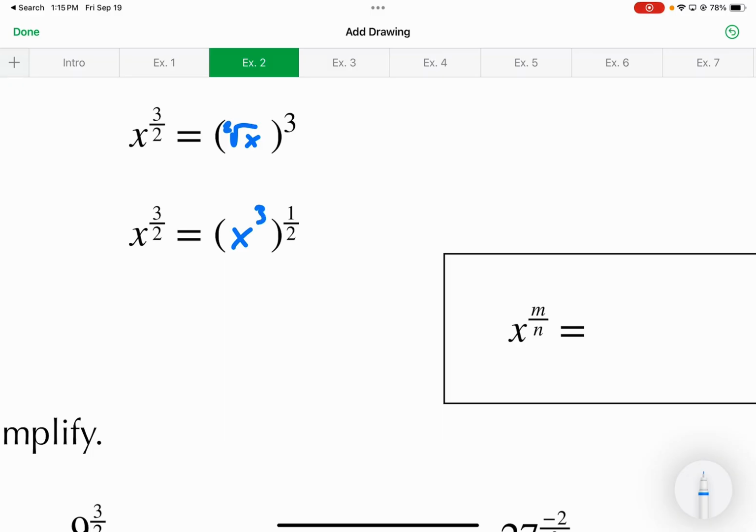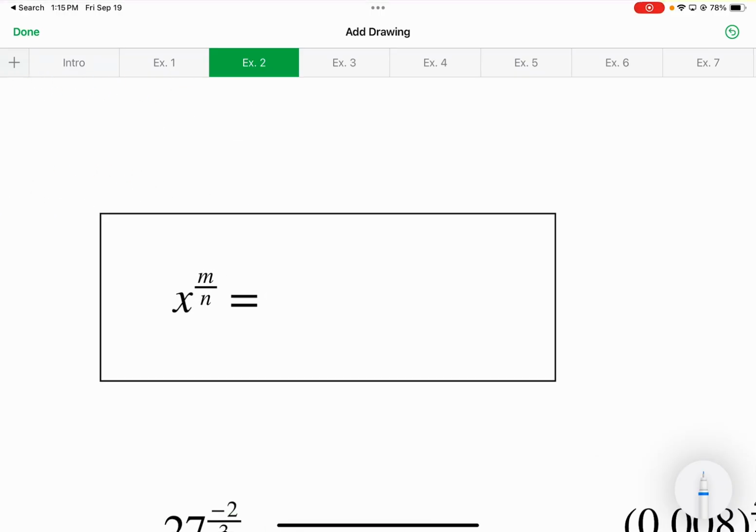And now here's the nice thing. When we're evaluating, we can write it either way, and whichever way benefits us the most is how we are going to write it, okay? So x to the power of m over n is the same as the nth root of x to the m power.